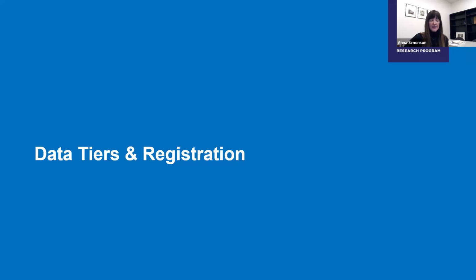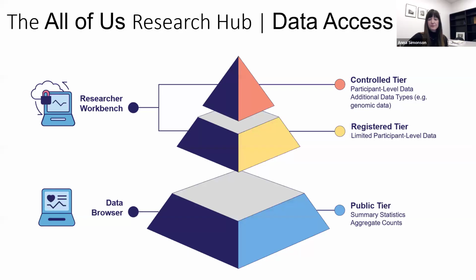So moving on to the next section, we'll look at the data tiers more closely and then talk about how you can become a registered researcher. So here's the visual I mentioned earlier. There are 3 tiers of access to the All of Us dataset. There's the public tier. Anybody can go to the website and access the data browser, which we saw earlier.